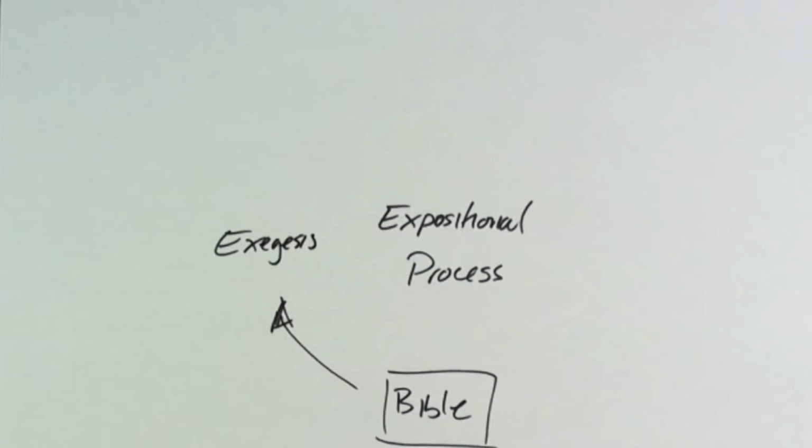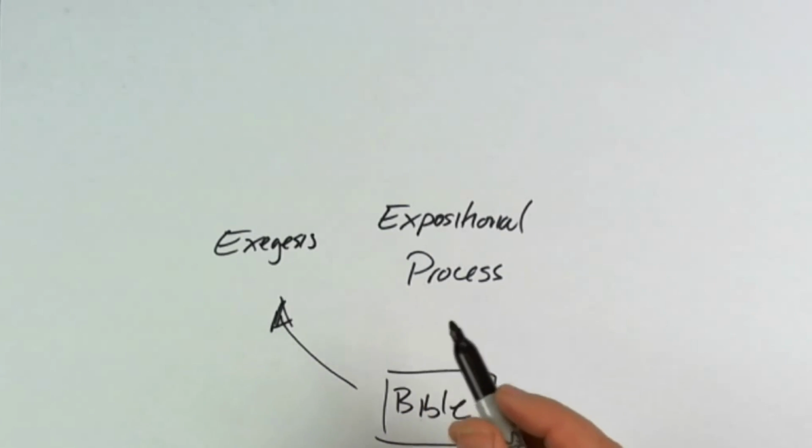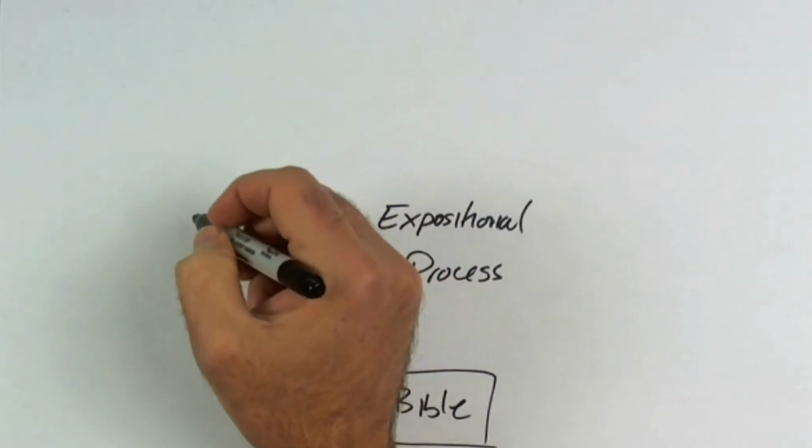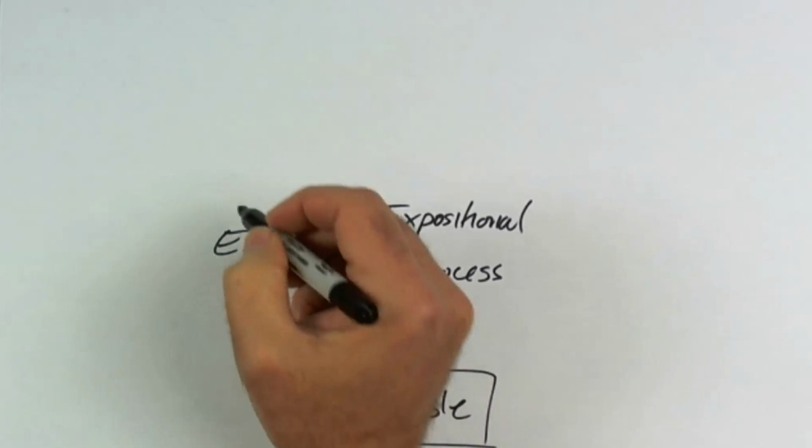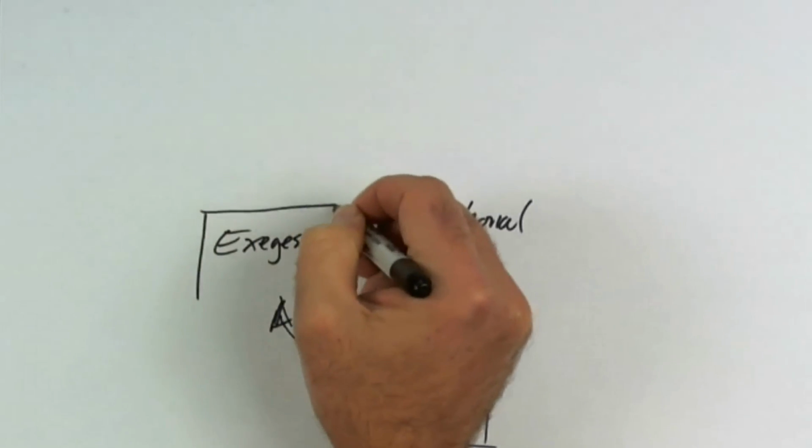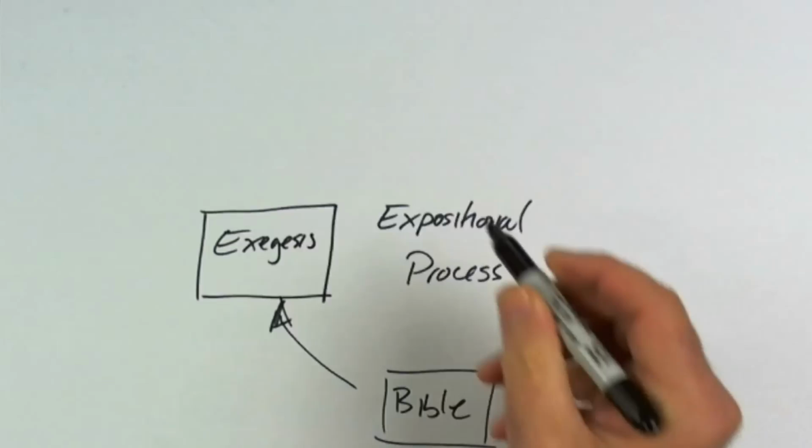Exegesis simply means to draw out the meaning. It actually is in the Bible. It's in John chapter 1 verse 18 where it says that the Son exegeted the Father. So he drew out the meaning of the Father. So exegesis is to draw out the meaning of the text. And that's the first stage of the expositional process.